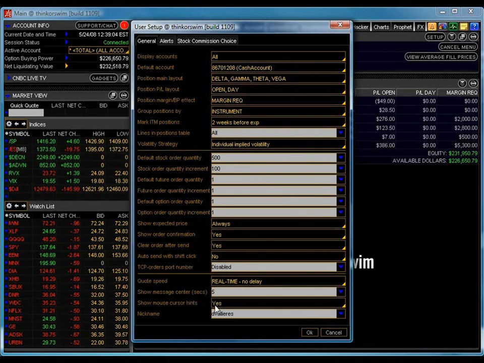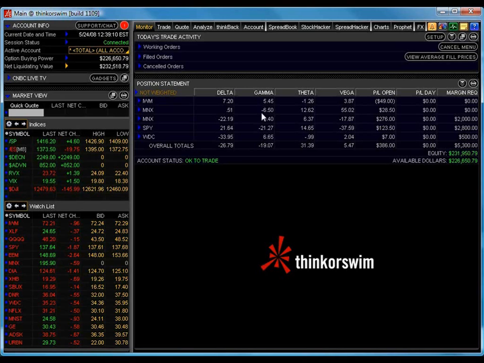And some of these other things, the hints on the mouse, yeah, you can use those in your nickname. So you just click OK on that, and it sets everything up for you. And that's the way I have my Thinkorswim platform set up. And I think it's the easiest one for me to use.